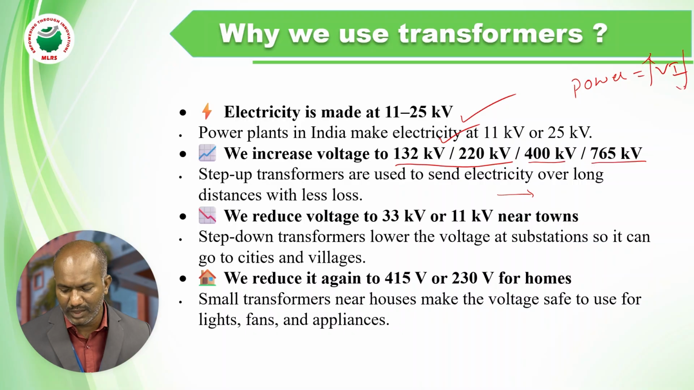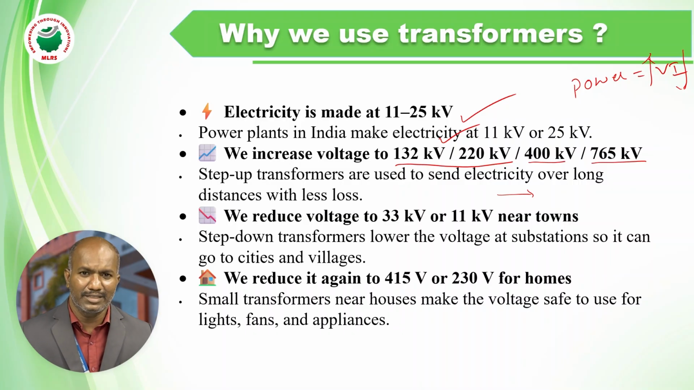Thereby we are reducing what? Current level. That means overall power remains constant. We are just raising the voltage level, thereby automatically the current value reduces. Why? Because power remains constant. So by raising the voltage level, we are reducing the current. So that is the overall idea of using transformers. That is the main reason why we are installing transformers in between generators and loads.